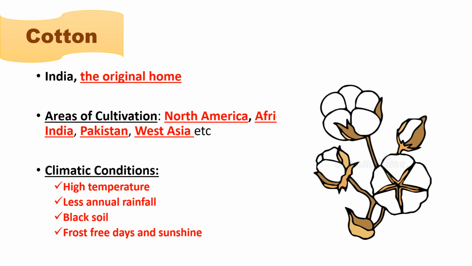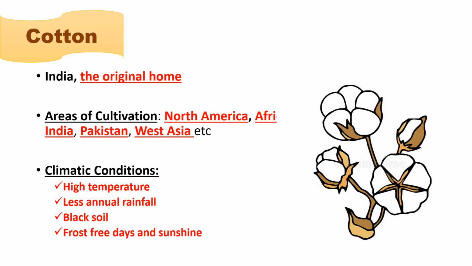Then 210 frost free days and sunshine are required for its growth. And the last point, that is less rainfall that is required. So these are the conditions which are required, these are the climatic conditions which are required for cotton.